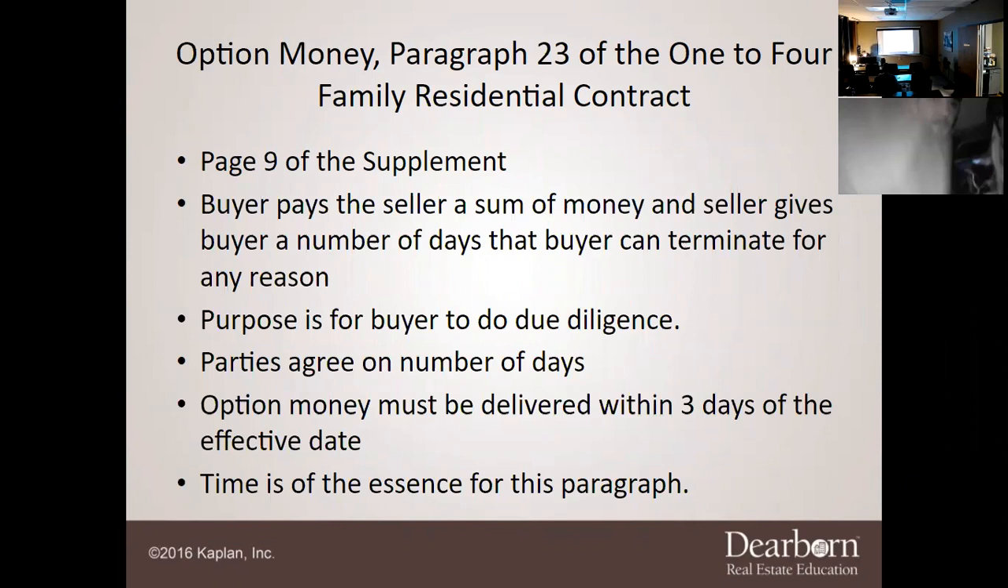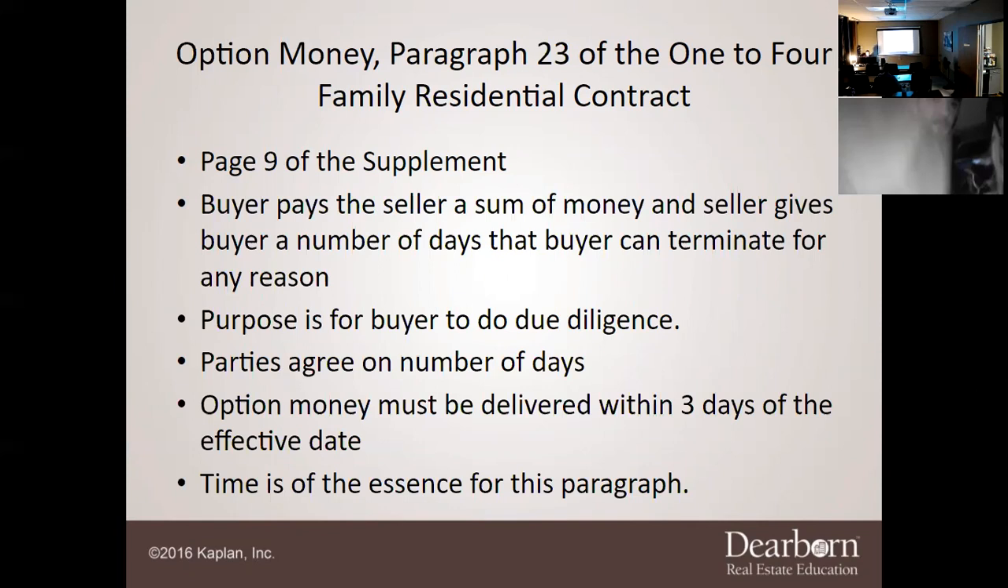So, the buyer pays the seller a sum of money and the seller gives the buyer a number of days that the buyer can terminate for any reason. The purpose is for the buyer to do their due diligence. Now, the parties agree on a number of days. The option money must be delivered within 3 days of the effective date. And of course, time is of the essence.